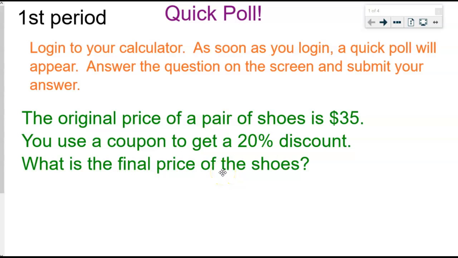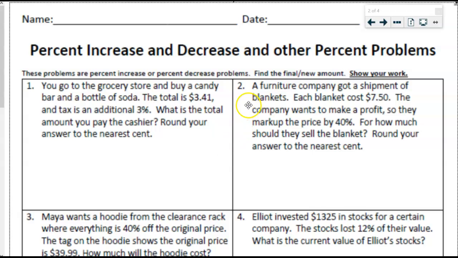Hello, Math 7 students. This is mostly going to be a practice day. This is percent increase and decrease and other percent problems. So we will be spending some time on this. I'll mostly just be answering questions that come up. We will go over a few to get started to see where we're at.